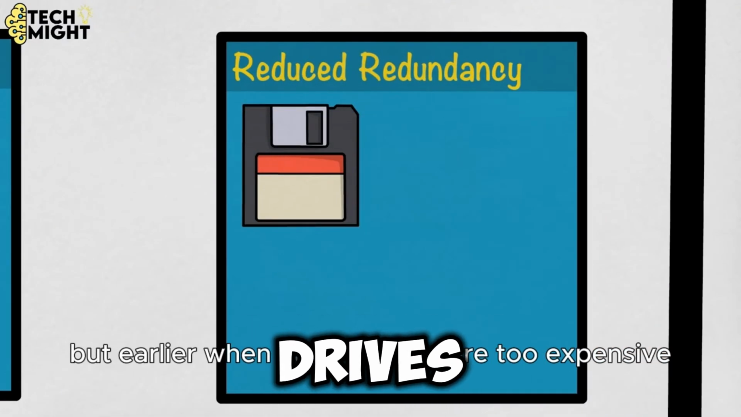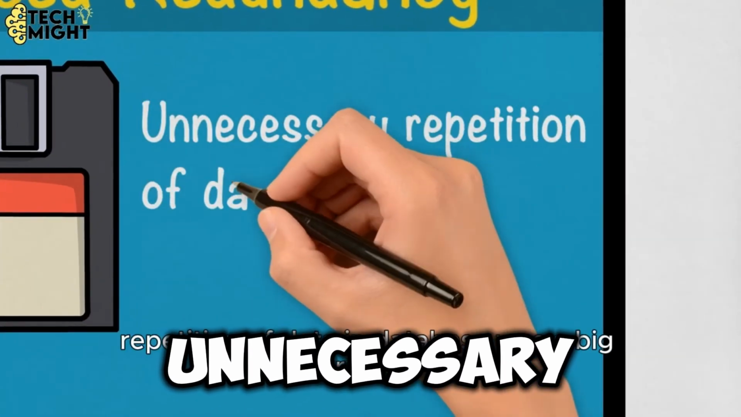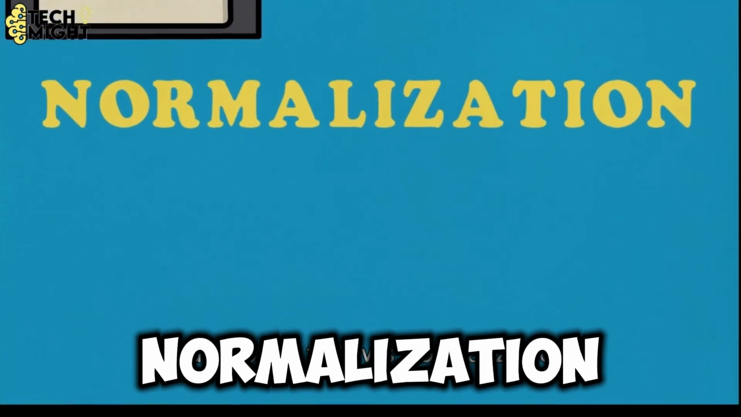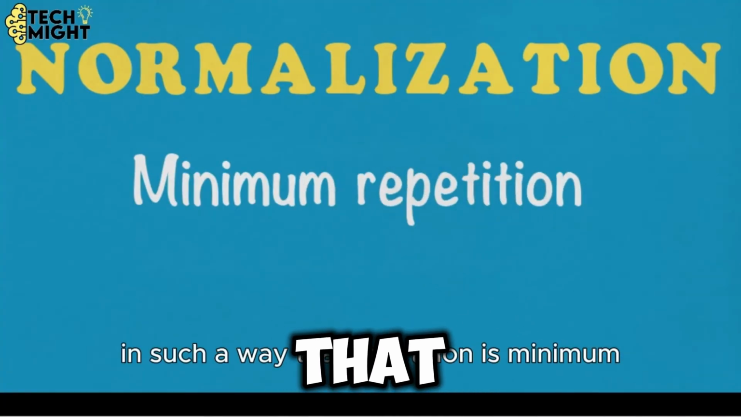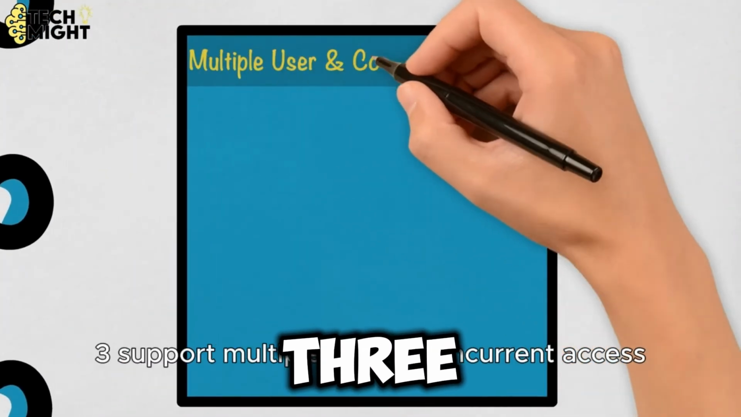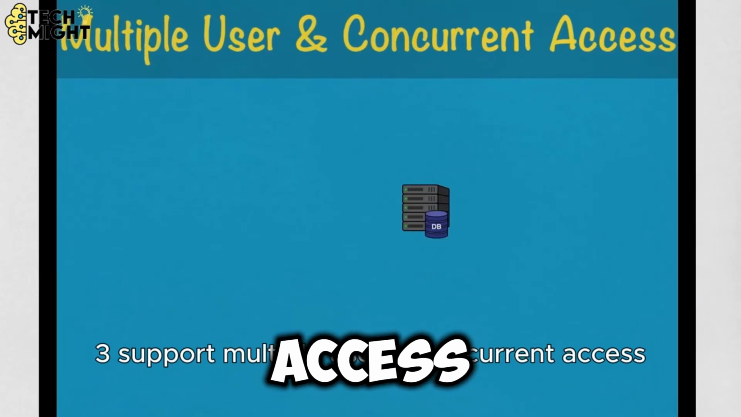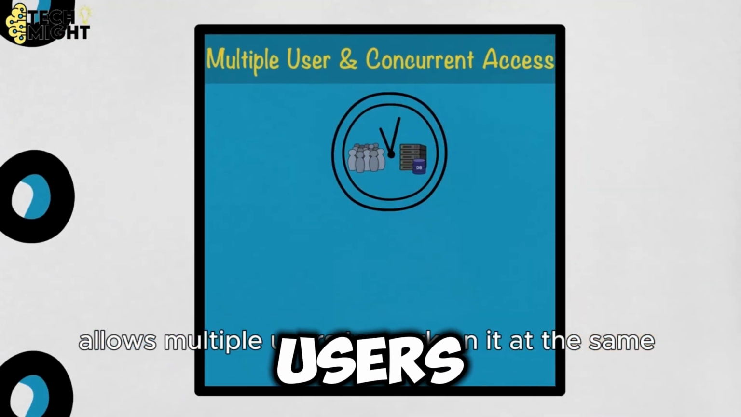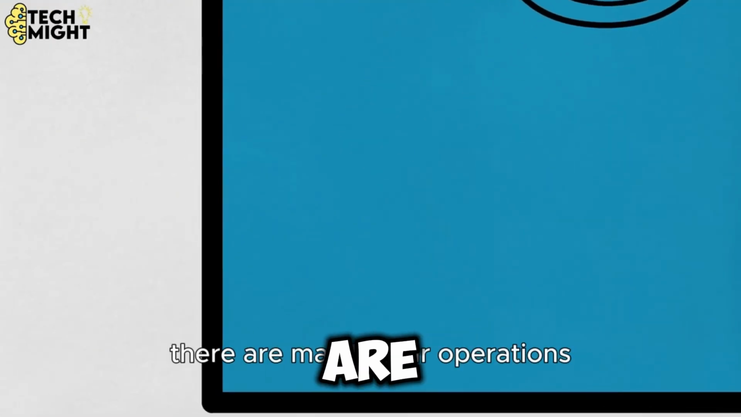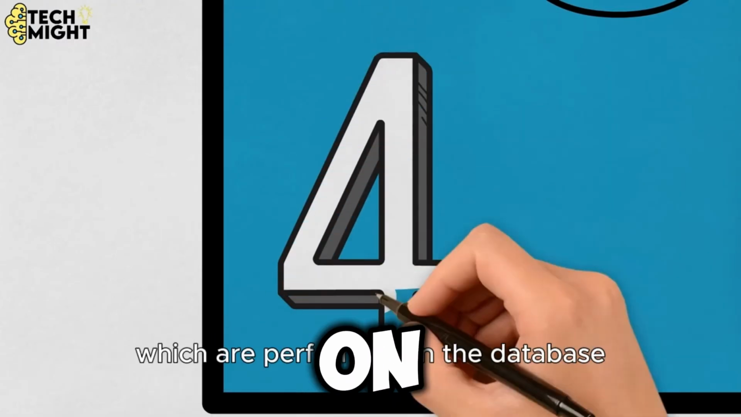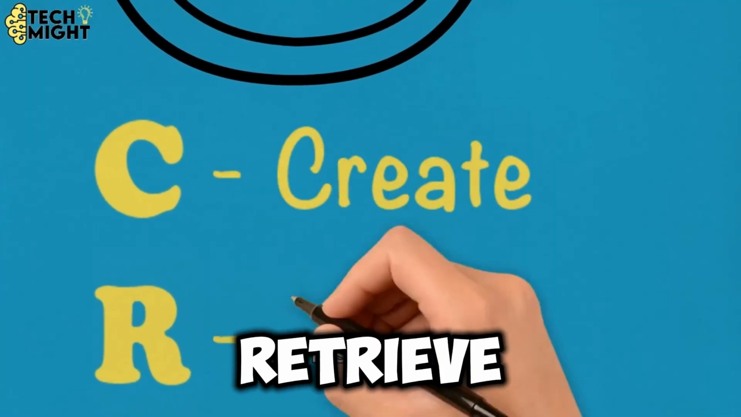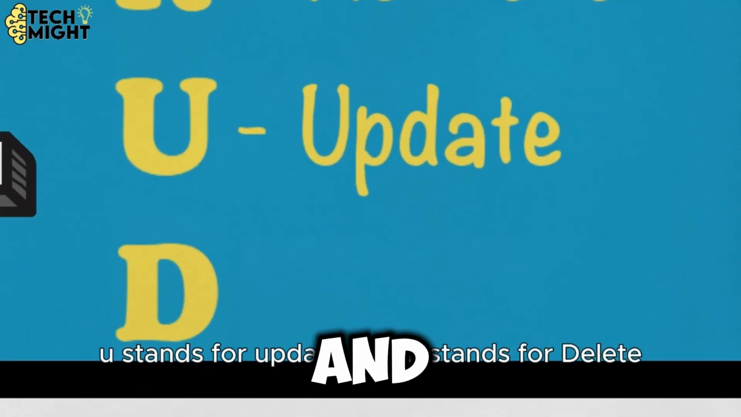But earlier, when hard drives were too expensive, unnecessary repetition of data in databases was a big problem. But DBMS follows normalization, which divides the data in such a way that repetition is minimal. We will learn more about normalization in later videos. 3. Support for multiple users and concurrent access. DBMS allows multiple users to work on it at the same time and still manages to maintain data consistency. There are mainly 4 operations performed on the database. These are called CRUD operations, where C stands for create, R for retrieve, U for update, and D for delete.